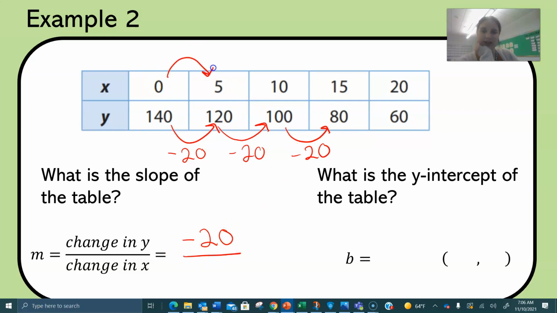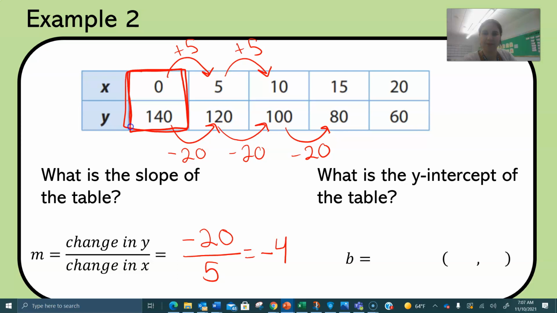Now the change in x, the x values are going up by 5, so plus 5. So my denominator is 5. So my slope is negative, because I have a negative in the top. And then 20 divided by 5 is 4 to simplify. So negative 4. And the y-intercept is the point when x is 0. So all you have to do is look for when x is 0. There it is. So x is 0 when y is 140. So b equals 140. And the ordered pair is (0, 140).